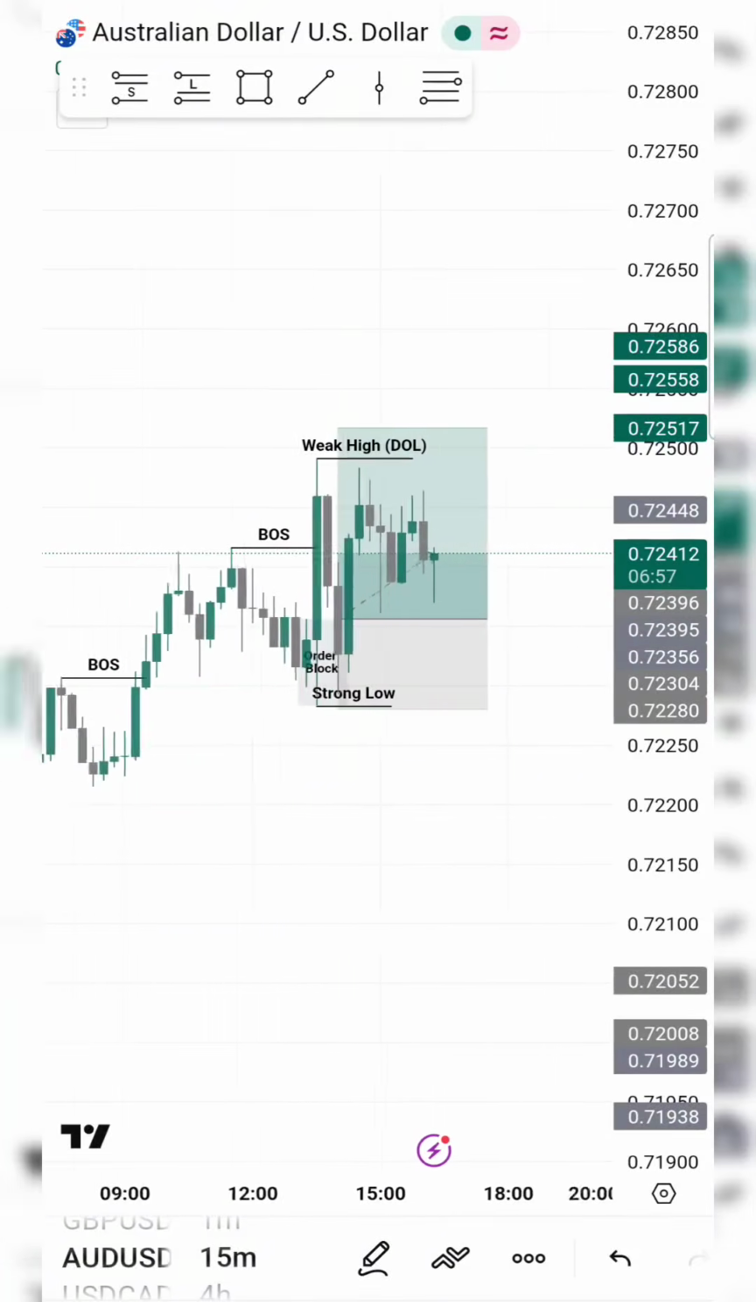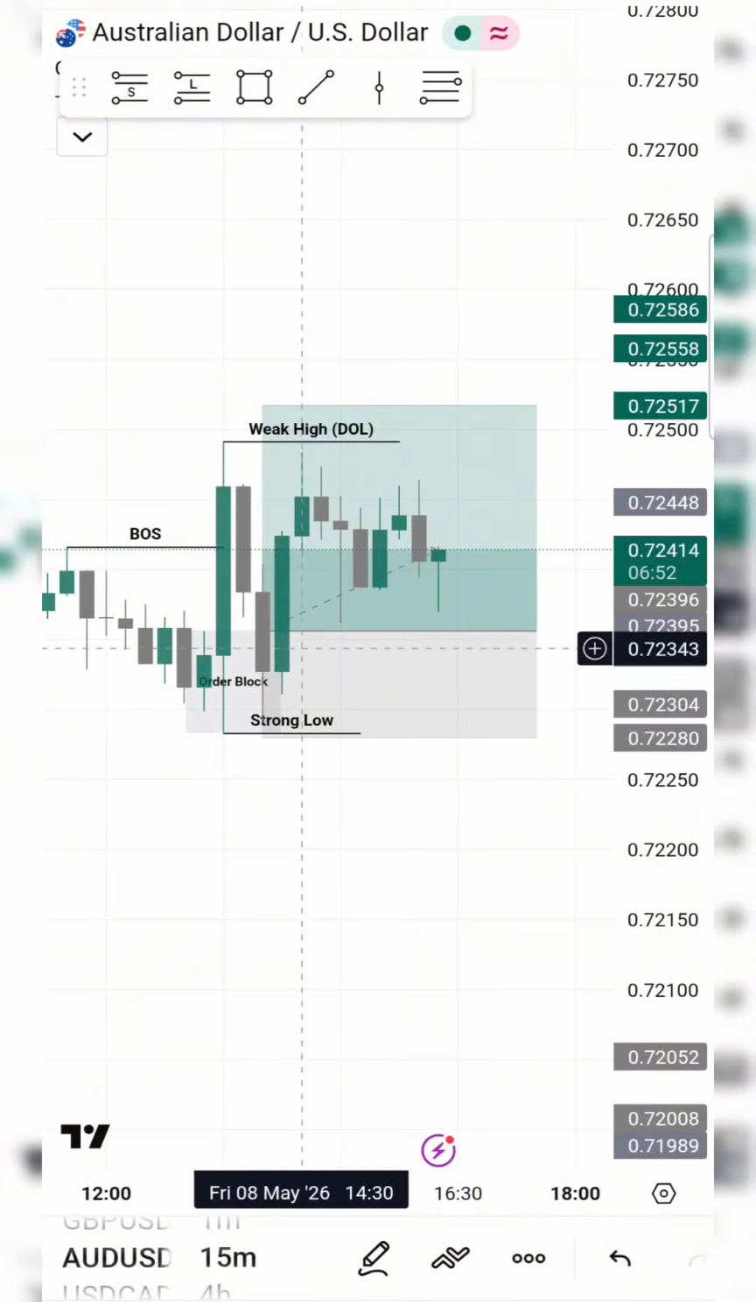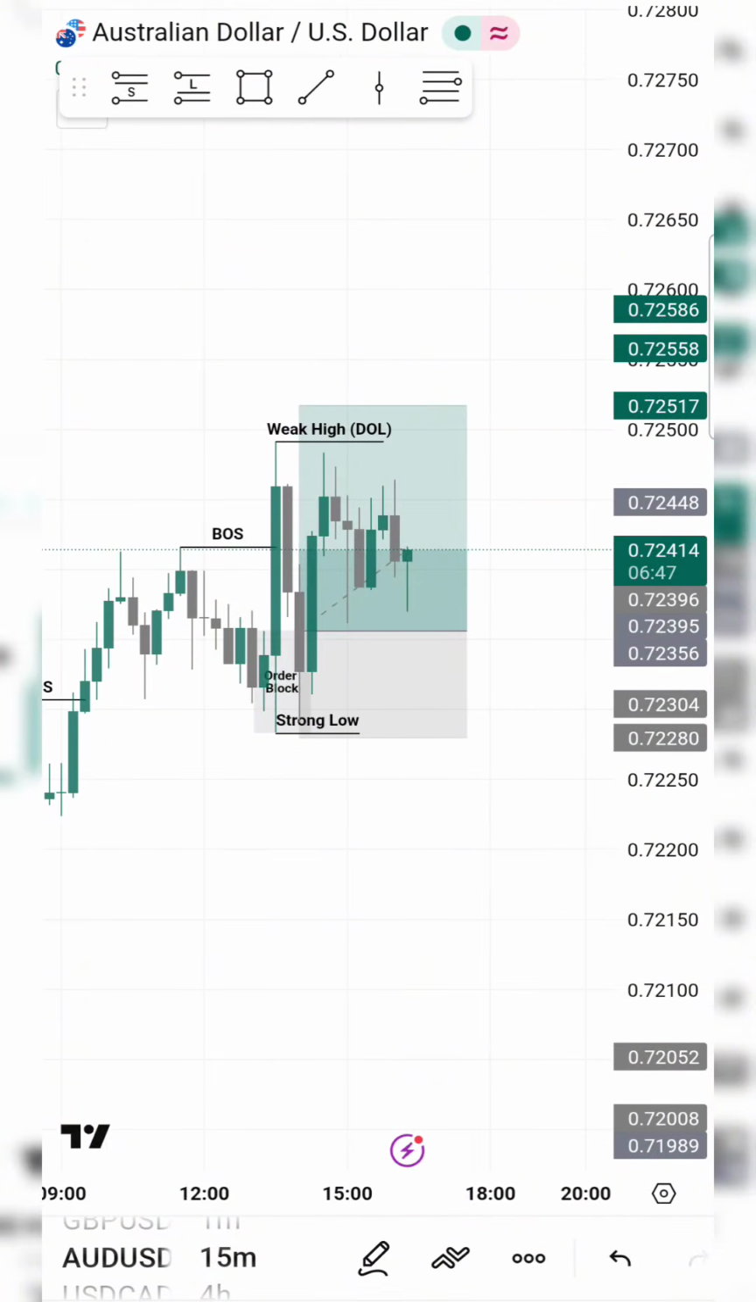down into. And as you can see it here, this is the order block. Entry here, stops below the strong low. The target is a little bit above the weak high.